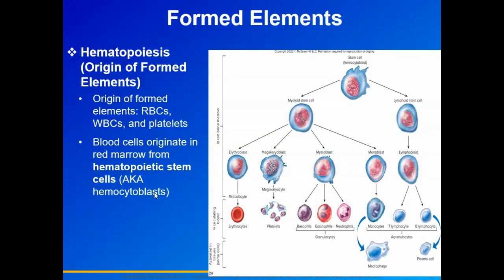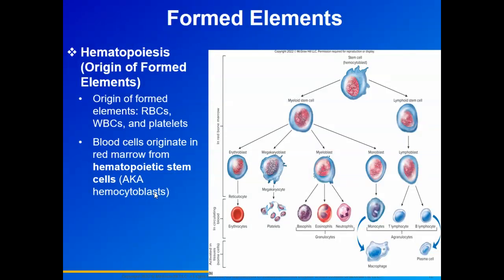All right, so blood cells are going to originate in the red bone marrow, and this is going to be from their grandfather cell, which you can call one of two things. It's the hematopoietic stem cell. Hematopoietic coming from hematopoiesis, stem referring to it being undifferentiated. It has not come to its mature state yet.